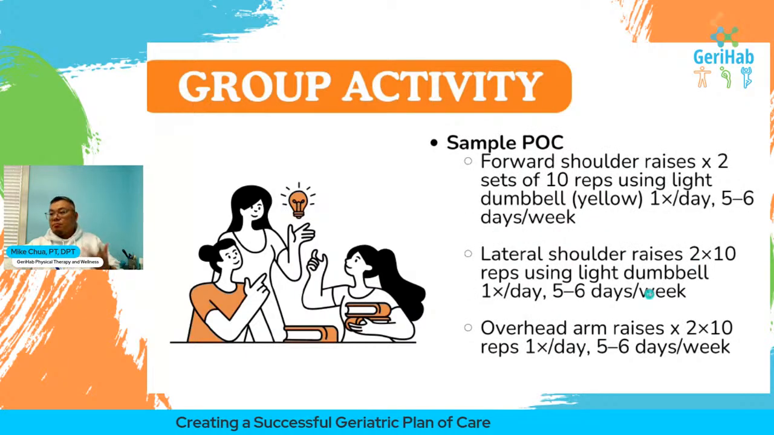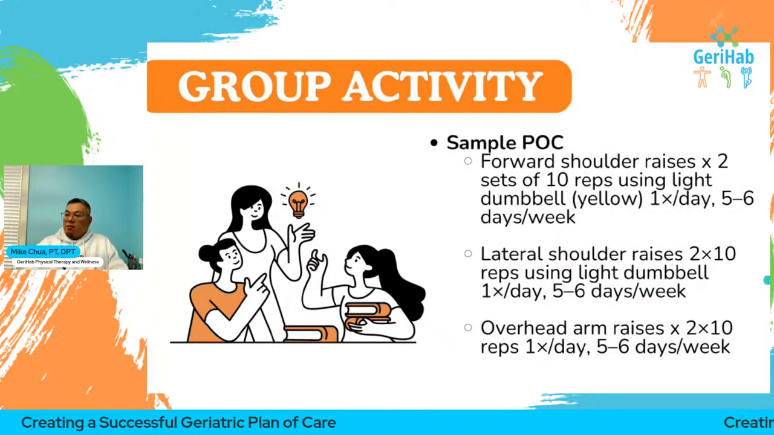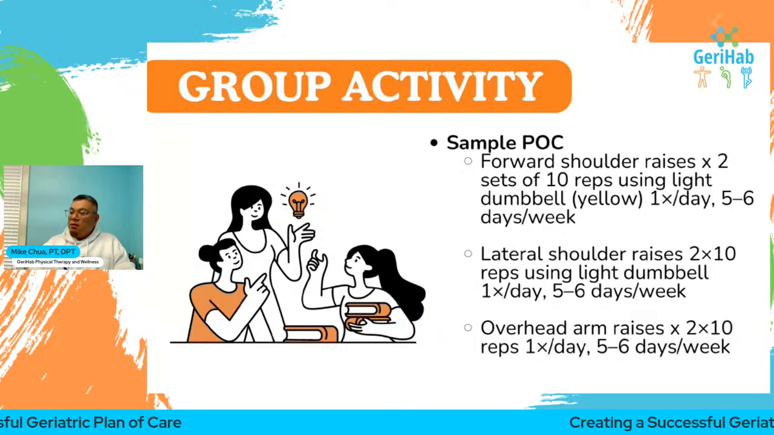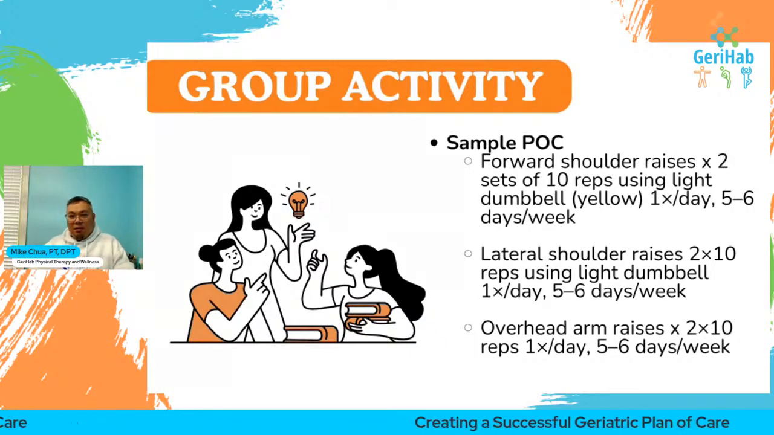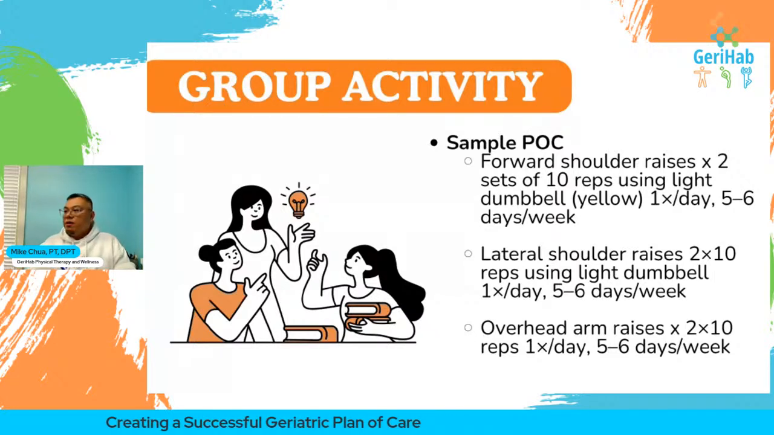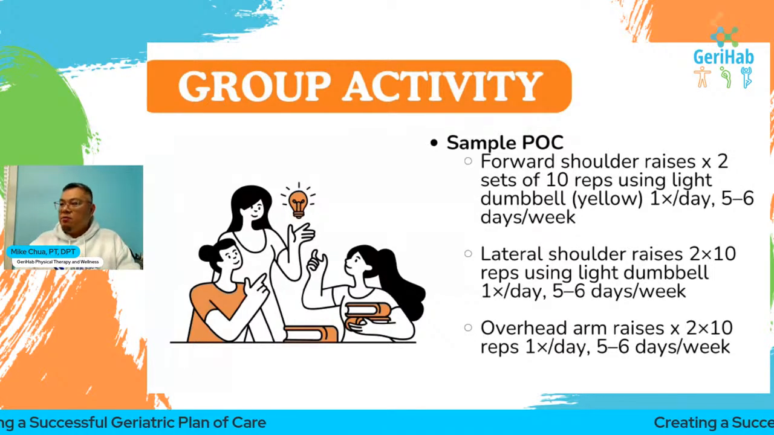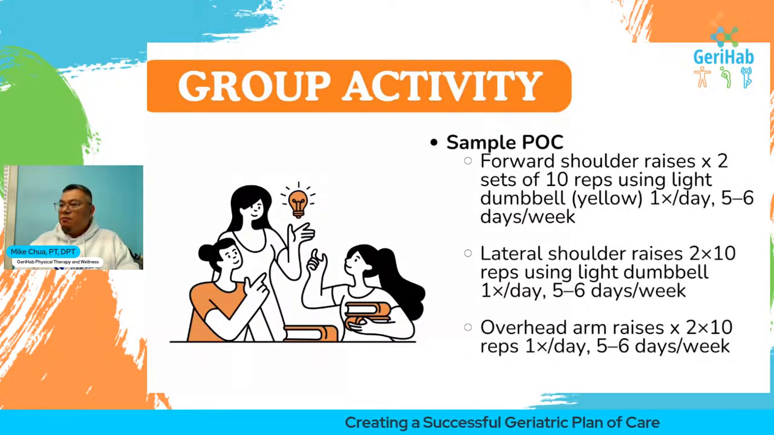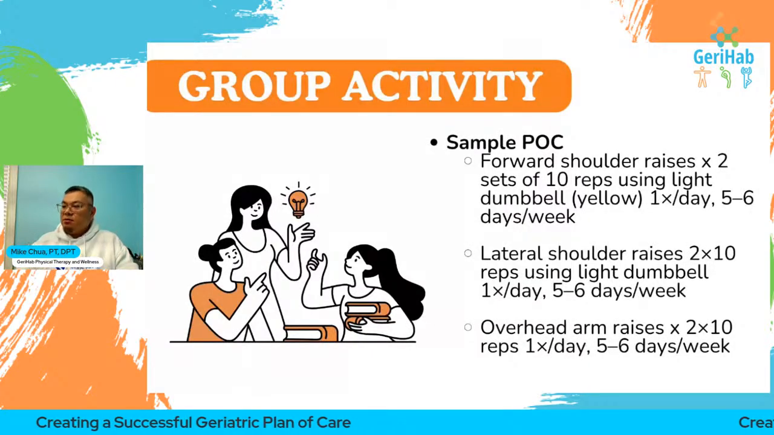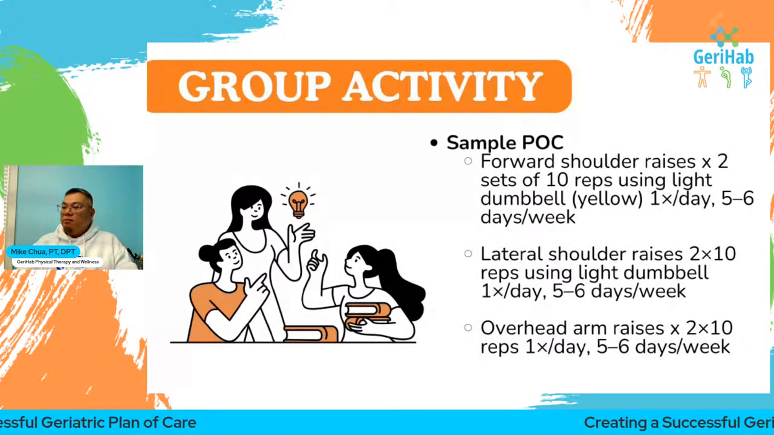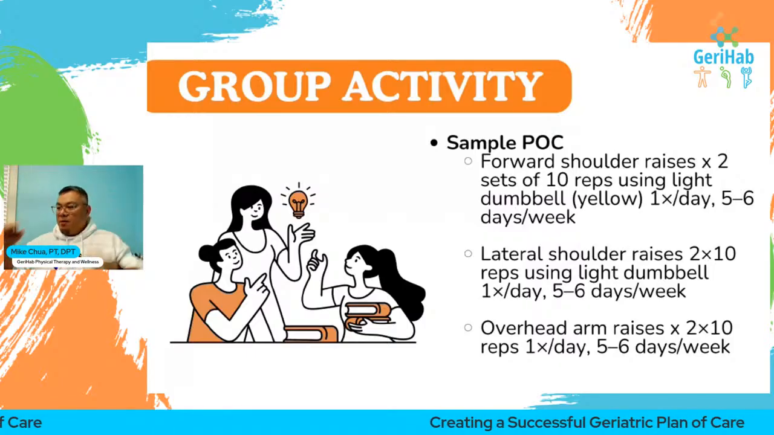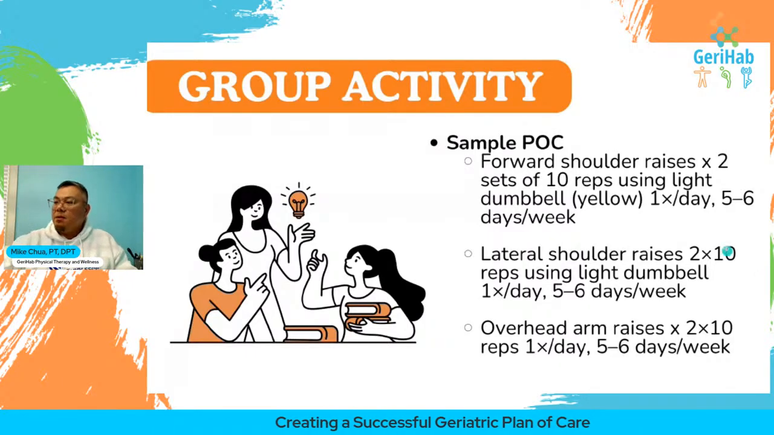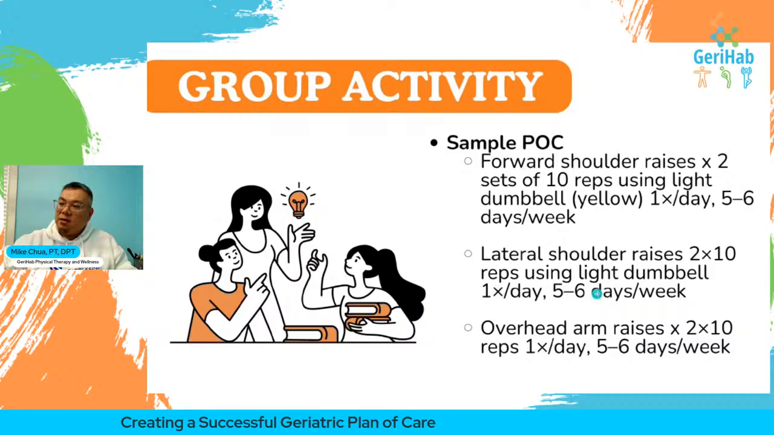Okay, so let's do a sample plan of care on that specific patient that we have. That patient who fell and then hip fracture and shoulder pain. Forward shoulder raises, 2 sets of 10 reps using a light yellow dumbbell, 1 time a day, 5 to 6 days per week. Overhead shoulder raises, 2 sets of 10 reps using a light dumbbell, 1 time a day, 5 to 6 days a week. So this looks more like a home exercise program. Okay.